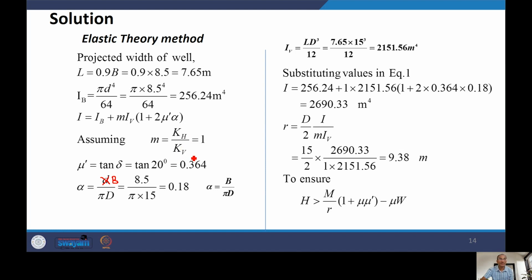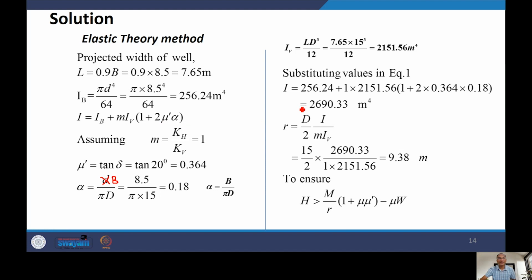Once we assume here number 1, the second thing, the mu prime is given by tan delta, which is tan 20 degree, 0.364, and the value of alpha is also given, which is 0.18. And alpha is calculated from B by pi D. Like B is 8.5 meter, but D is also quite high. So you end up with the value of 0.18 for alpha. The value of IV is also coming in this equation, and IV is given by the relation L D^3 by 12, and which is given from this relation. You got the number 2151.56.